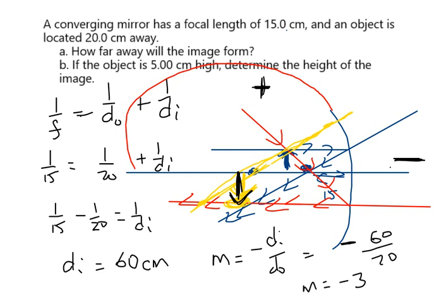Now it actually makes sense, because why is there a negative? Because this image is now upside down. Okay? And from where I started to where I finished, I know it's not to scale, but doesn't it seem bigger than when I started?